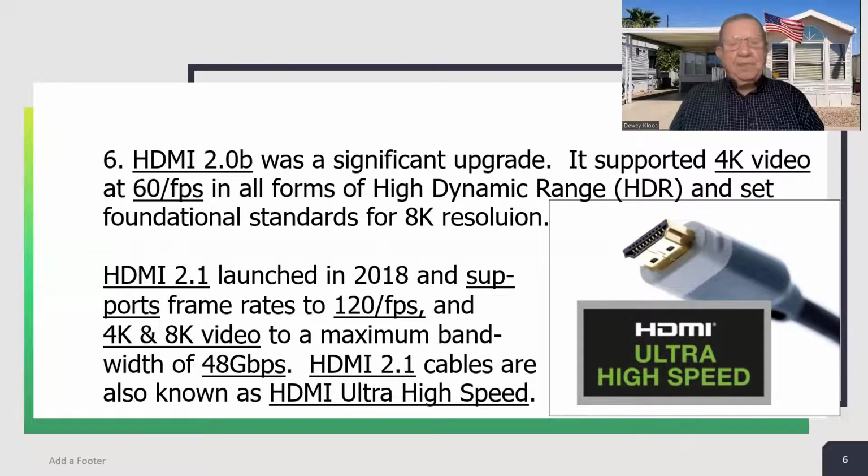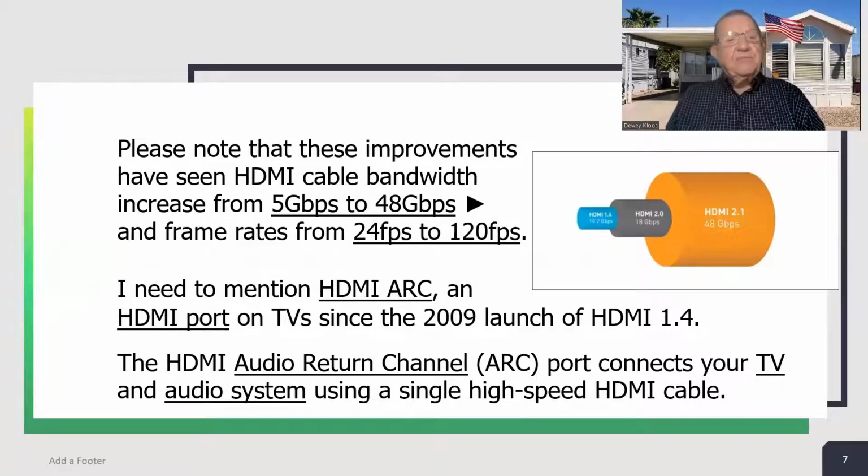HDMI 2.1 cables are also known now as HDMI Ultra High Speed. Note the logo to the right, and those are the cables you need to buy. Don't ever buy anything less than that. Please note that these improvements that we've talked about have seen HDMI cable bandwidth increase from a starting 5 gigabits per second out to 48 gigabits per second. Note the graphic displaying the changes. It also increased frame rates from 24 frames per second to 120 frames per second.